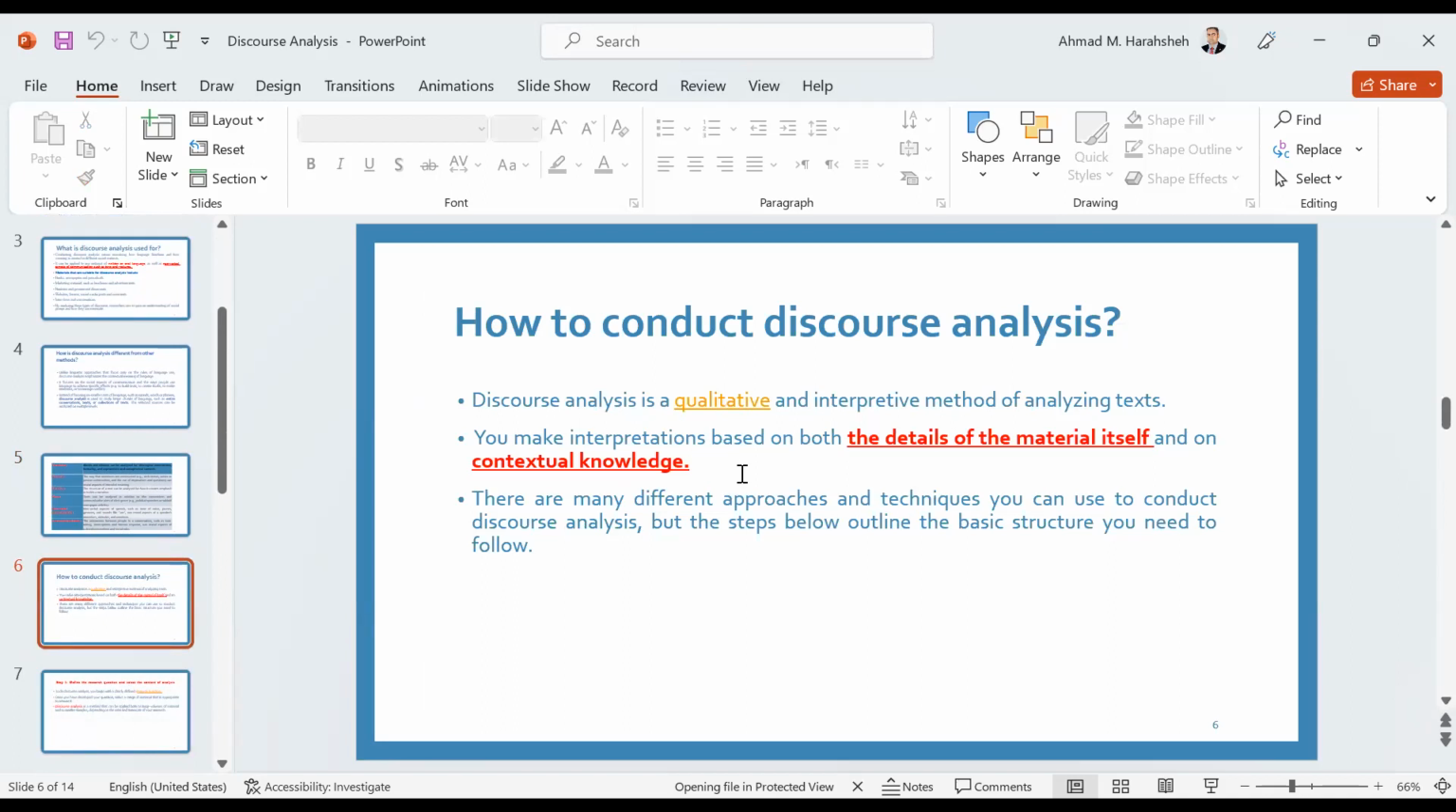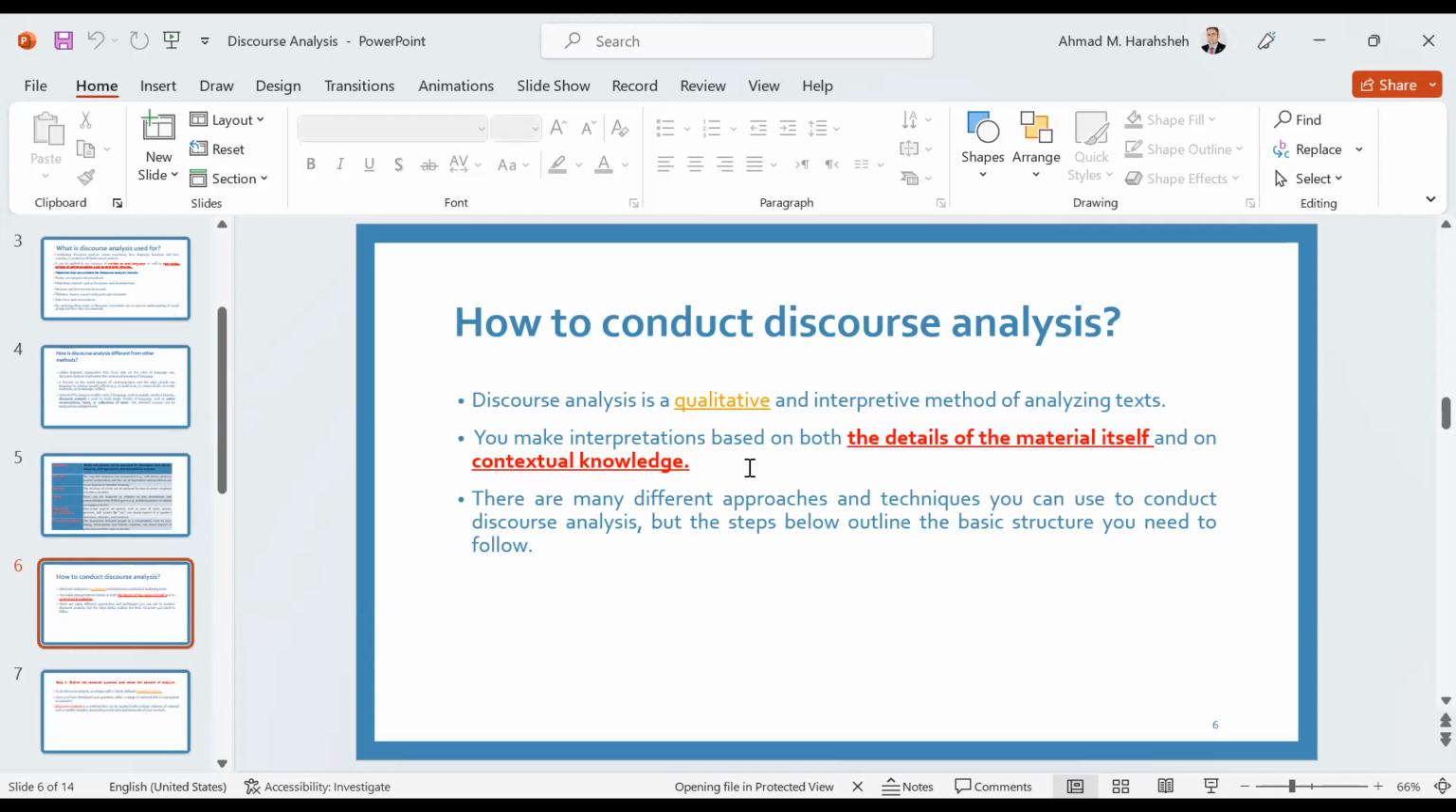How to conduct discourse analysis? Discourse analysis, again, is a qualitative and interpretive method of analyzing text. You remember when we talked about qualitative text, you make interpretations based on both the details of the material itself and on the contextual knowledge. You have to study the whole text and understand every single word in the text, the structure of the text, the grammar, and so on. You also have to use encyclopedic knowledge.